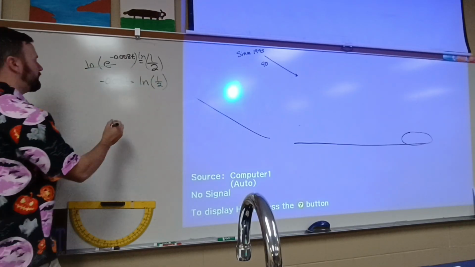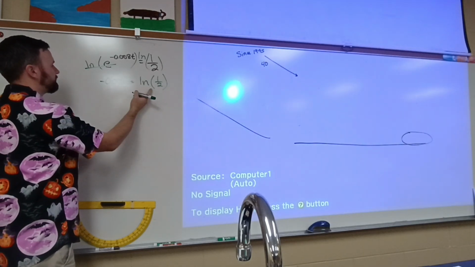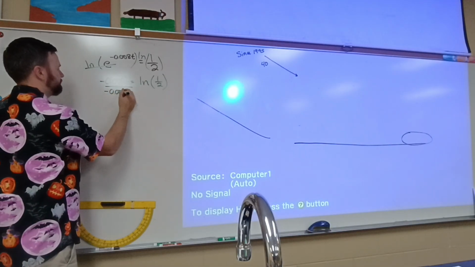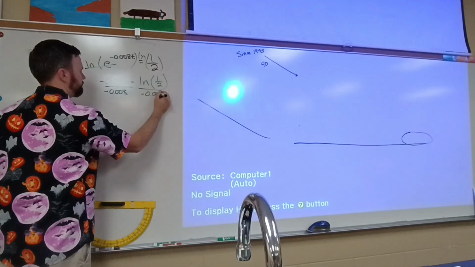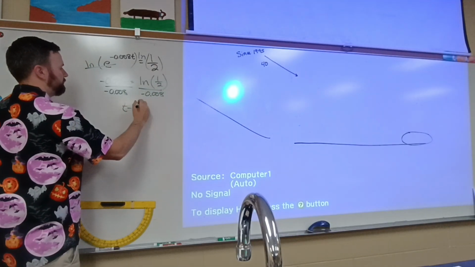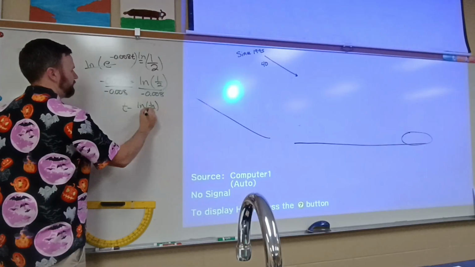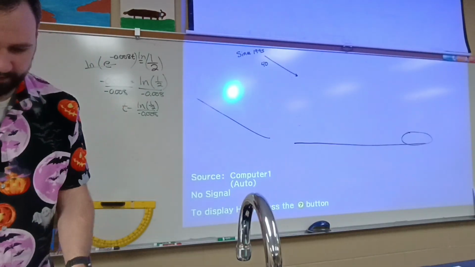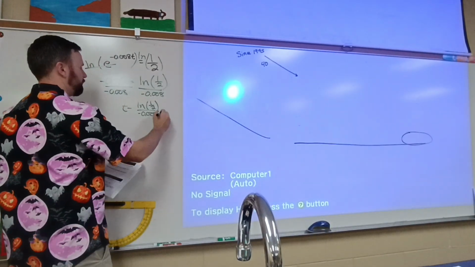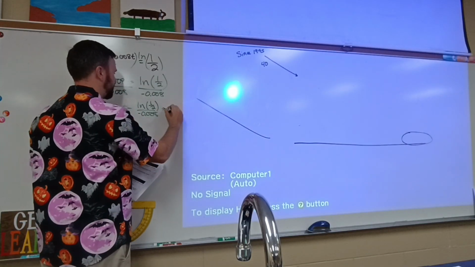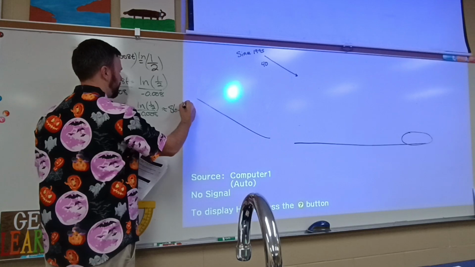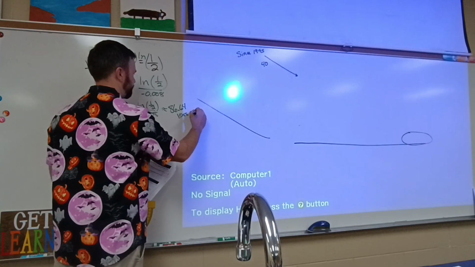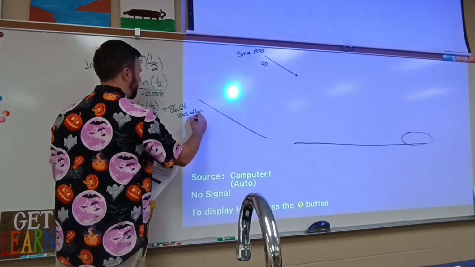Oh, I got an idea. What do I do to both sides to get rid of that negative 0.008? Divide. There you go. Plug that beast in your calculator. It just looks wild. I got, what's that, 86.64 years after 1995.